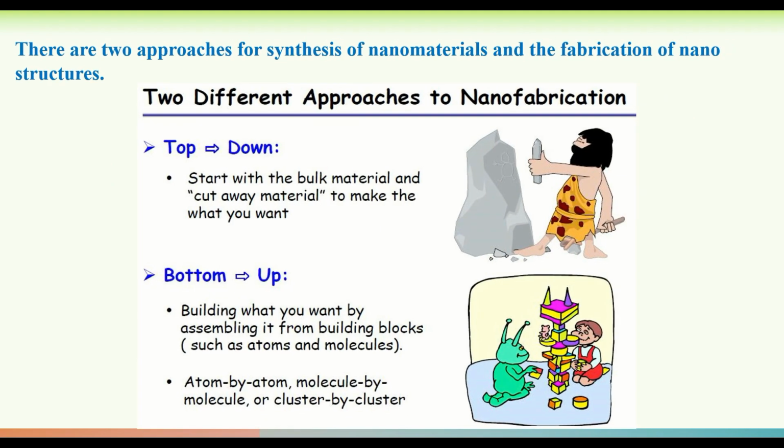There are two approaches for the synthesis of nanomaterials. Those two are top-down approach and bottom-up approach. Top-down approach is taking the bulk material and cutting it or reducing the size of that bulk material to the small size that we want. Whereas bottom-up approach is building what we want, assembling it from building blocks, that is atom by atom, molecule by molecule, or cluster by cluster. That is what bottom-up approach is.